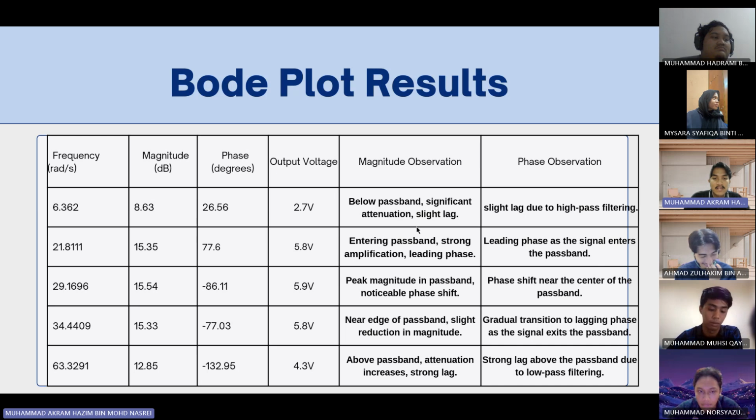The output voltage increase significantly. This behavior is crucial for understanding the system optimal operating range.